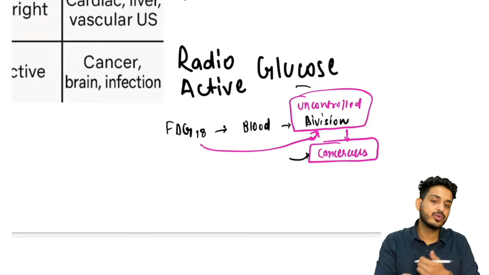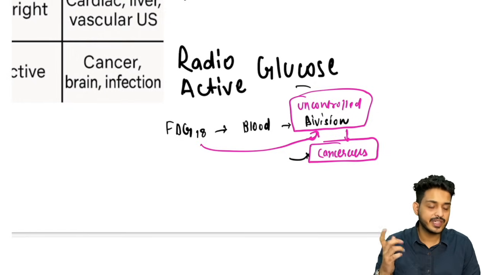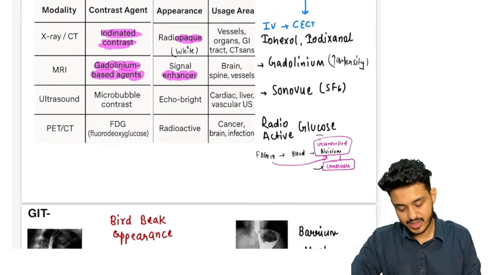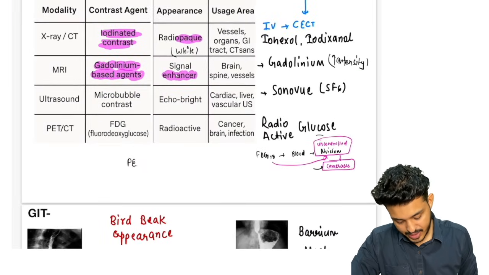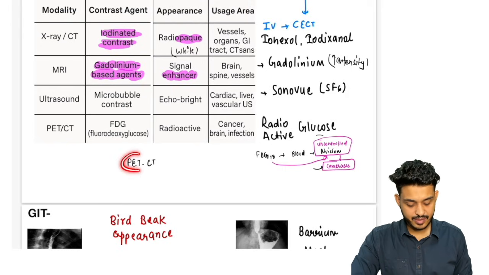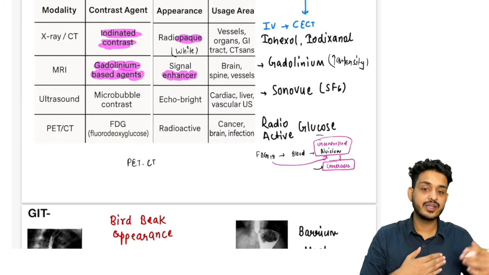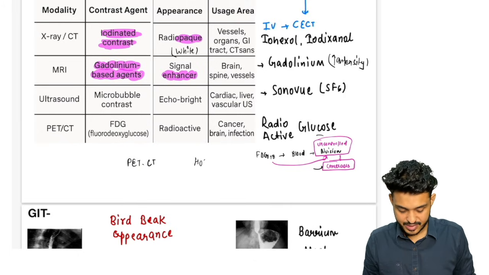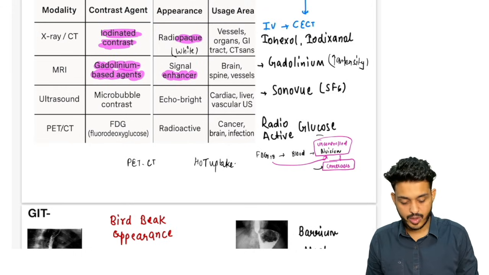We are going to give fluorodeoxyglucose to the patient. We will wait for some time, and then we are going to take the scan of this particular patient. This is going to be known as PET-CT, where we are going to take the radiation. We will look for hot uptake, some parts of the body having more uptake, right? More uptake apart from normal.